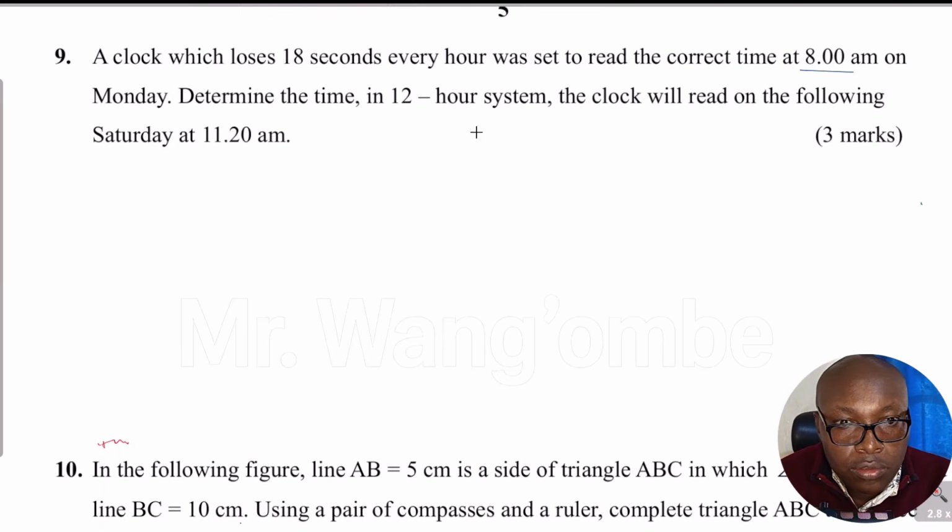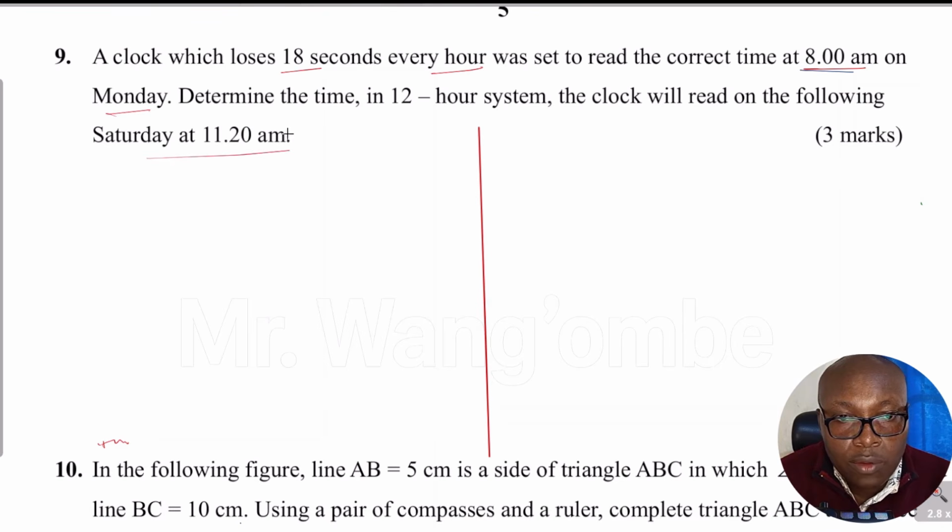So the clock loses 18 seconds every hour. And now we need to get the total number of hours from Monday 8 a.m. to Saturday 11:20 a.m. The moment we get the total number of hours, and we know that in 1 hour it loses 18 seconds, we'll be able to calculate how many seconds it will have lost for all the number of hours that you're going to identify.